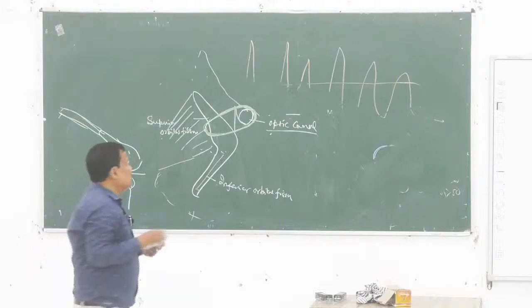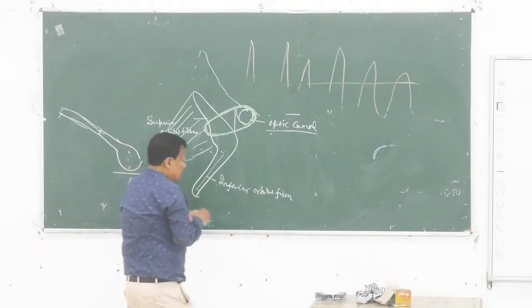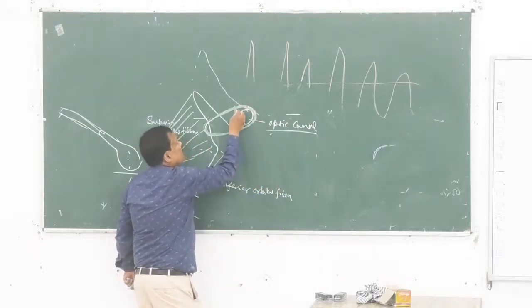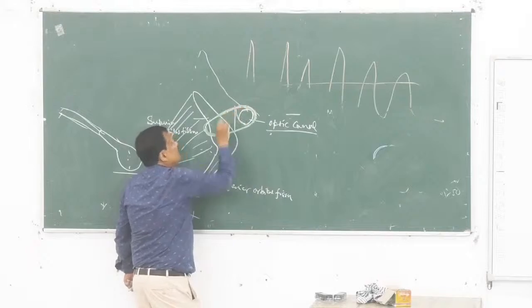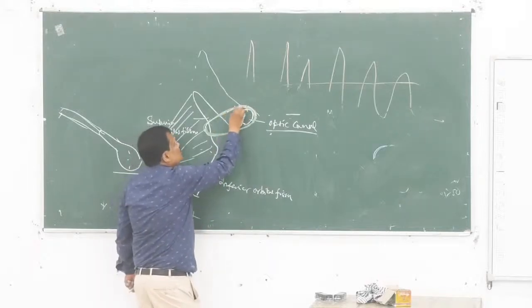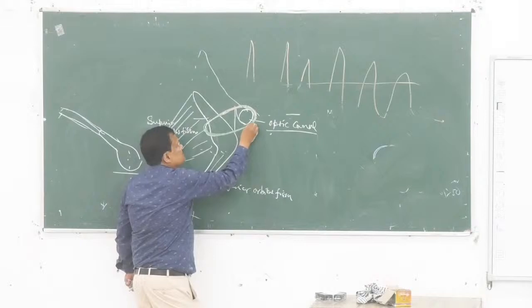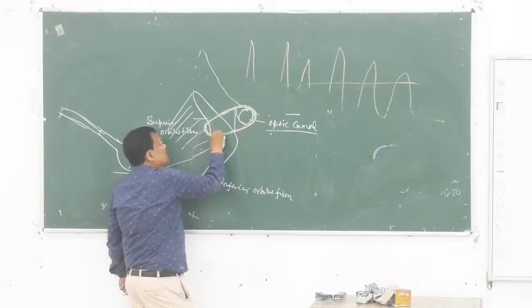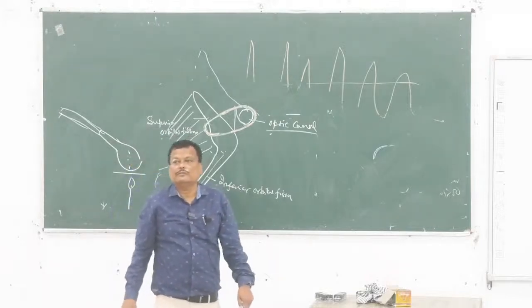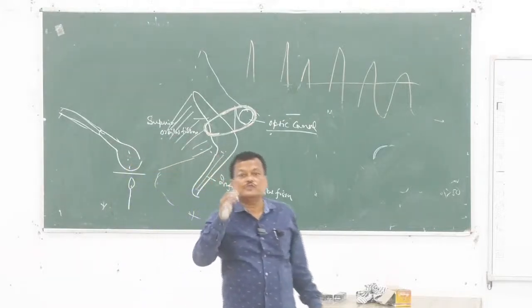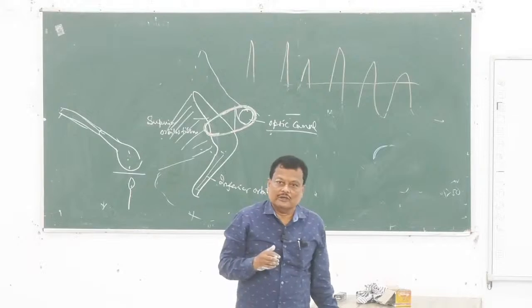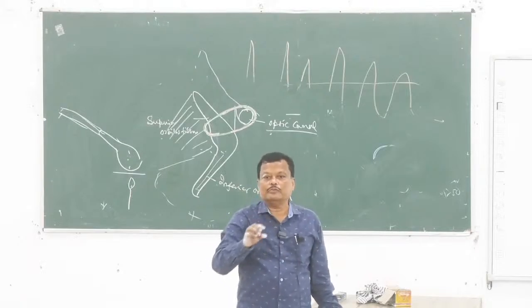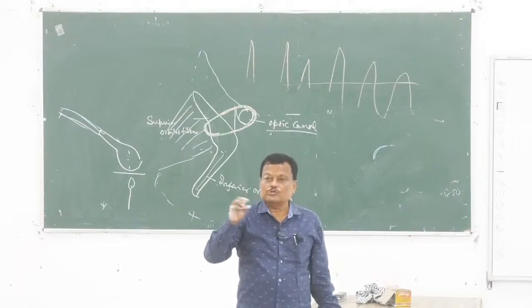And why are they called superior rectus? Superior rectus takes origin from the superior part of the tendinous ring. Medial rectus takes origin from the medial part of the tendinous ring, lateral rectus from the lateral part, and inferior rectus takes origin from the inferior part of the tendinous ring. So the tendinous ring gives origin to the recti muscles. Not only that, some structures pass through this superior orbital fissure, and also through the optic canal.